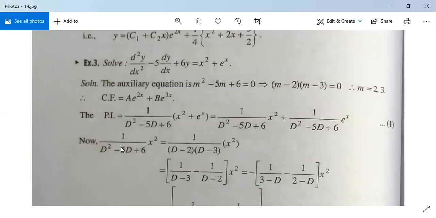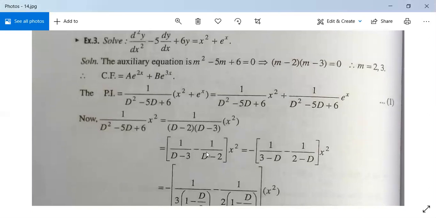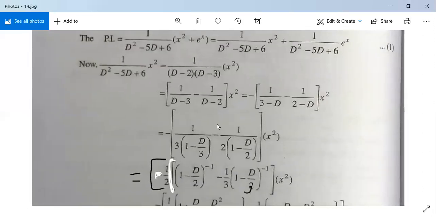Now 1/(D² - 5D + 6) x² is 1/((D - 2)(D - 3)) x². It is equal to 1/(D - 3) - 1/(D - 2) x². Make it in two fractions. So it is equal to -1/(3 - D) + 1/(2 - D) x². Take minus common. So it is equal to -1/(3(1 - D/3)) + 1/(2(1 - D/2)) x².